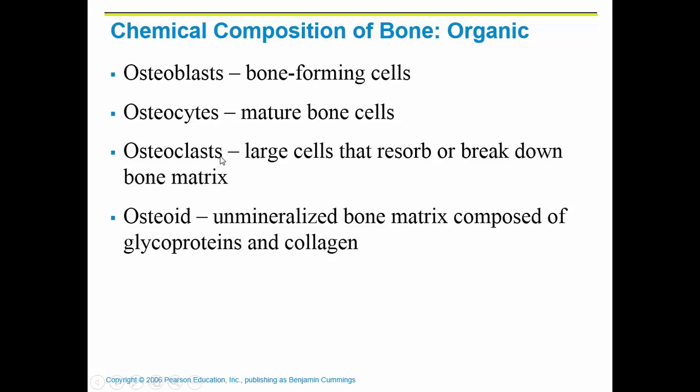Osteoclasts, we'll get to their function a little bit down the road, but they're large cells that can resorb or break down bone matrix. They're going to be breaking down bone matrix and releasing the calcium that is being stored in the bone. And then we have something called an osteoid, and that is unmineralized bone matrix. The mineralized bone matrix portion is hard. It makes the bone hard. This is unmineralized bone matrix, and it's made up of glycoproteins, which is just a sugar-covered protein, and collagen fibers.